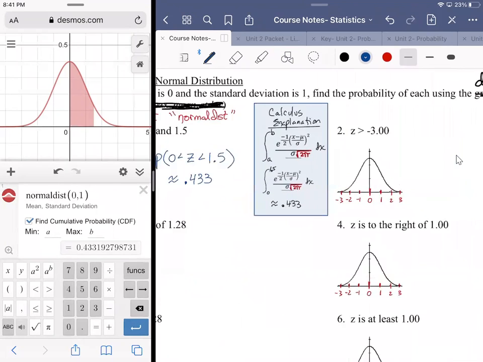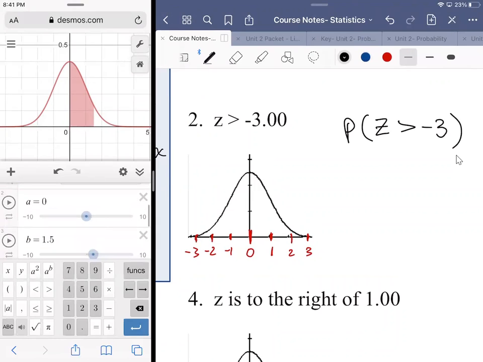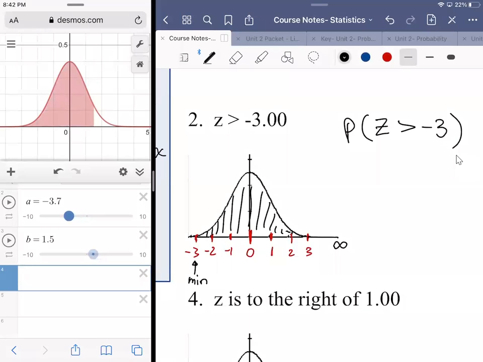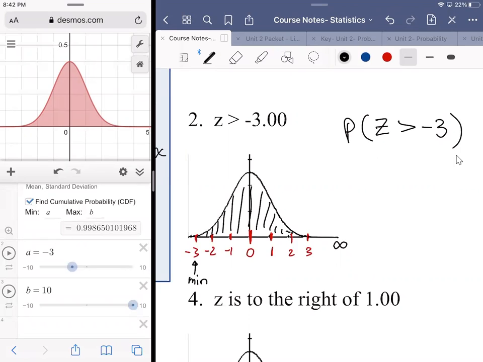Right. So then you look at something like this, which is saying the probability that Z is greater than -3. So when I look at this, I would be saying that my low value here, the min, is -3. The high value would be like infinity. So it's telling me to get everything to the right of -3. So that should amount to damn near 1. So I'll go to -3 on this one, and then I'll slide my slider all the way to the right for the 10, for the infinity.